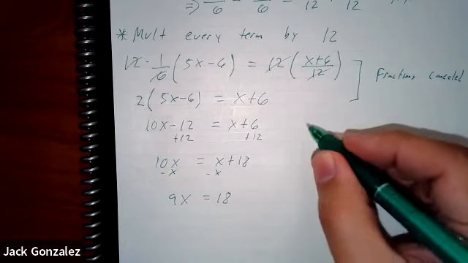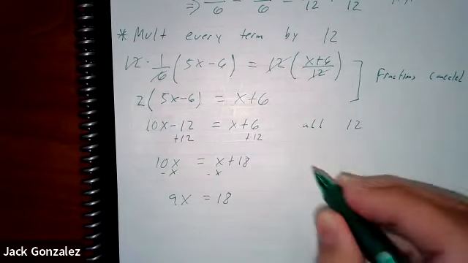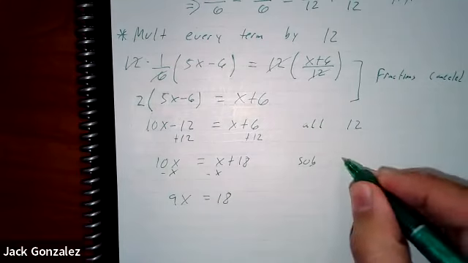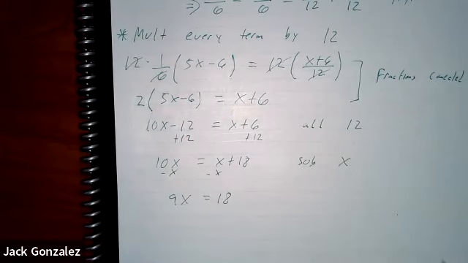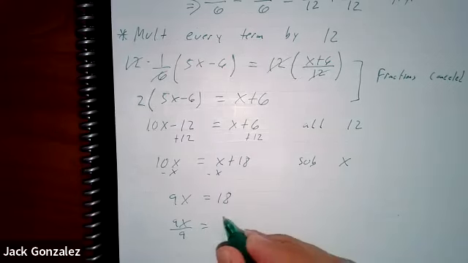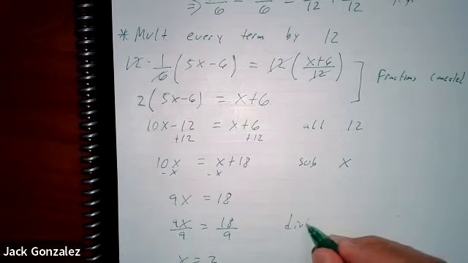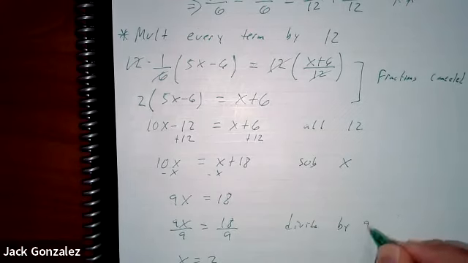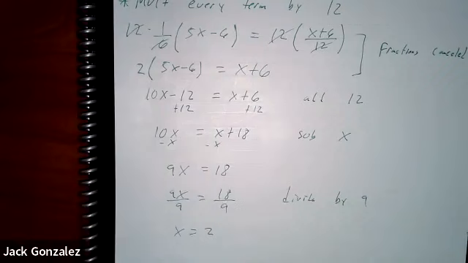You've got 10x. And the last step, we divide by 9. The 2 becomes your answer. 9 times 2 is 18. Any steps that don't make sense?